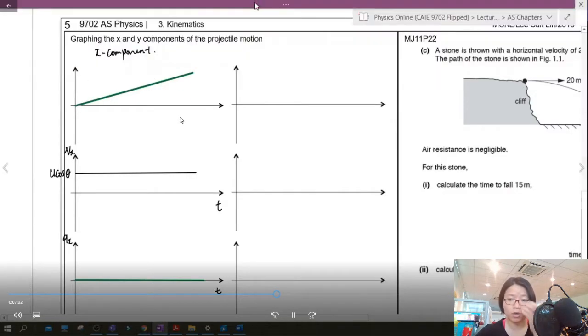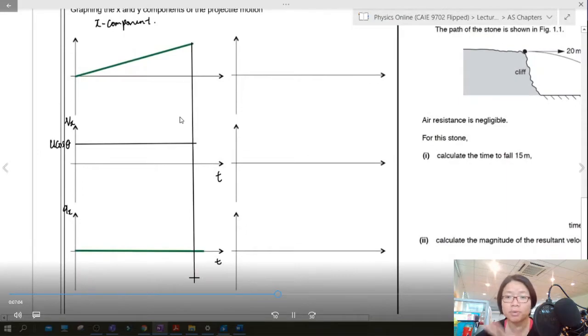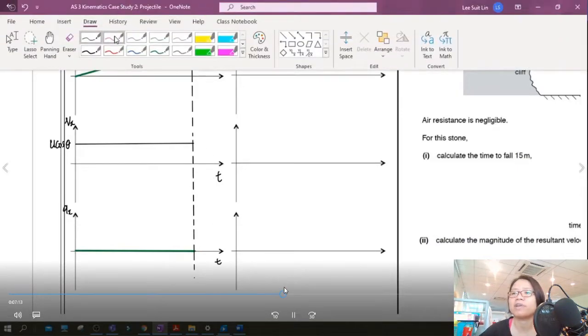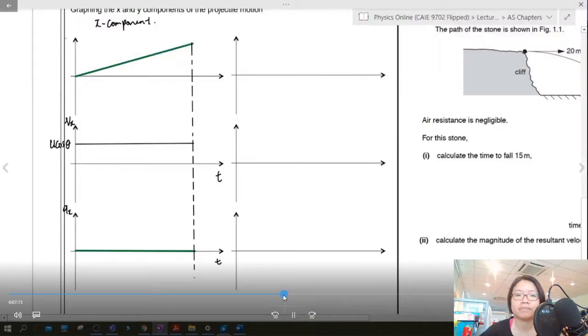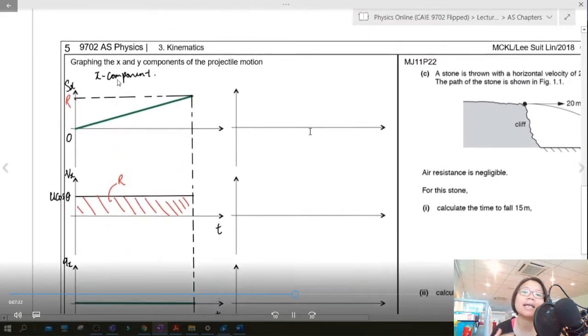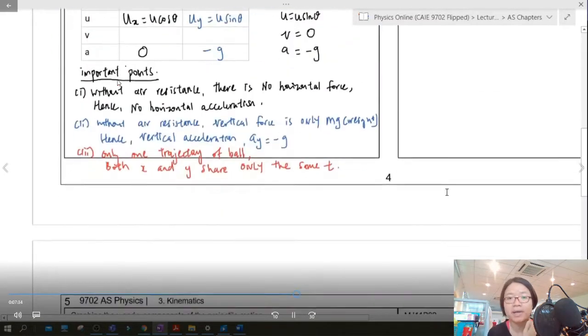So this one is without rebound, okay? If you want to draw the rebound, you draw smaller. Alright, so this one without rebound, let's say this is the total time of flight, capital T. And you will know that this is your range R, which is also the same as the area under this graph. Okay, so you should be clear with the relationship across the graph by now.